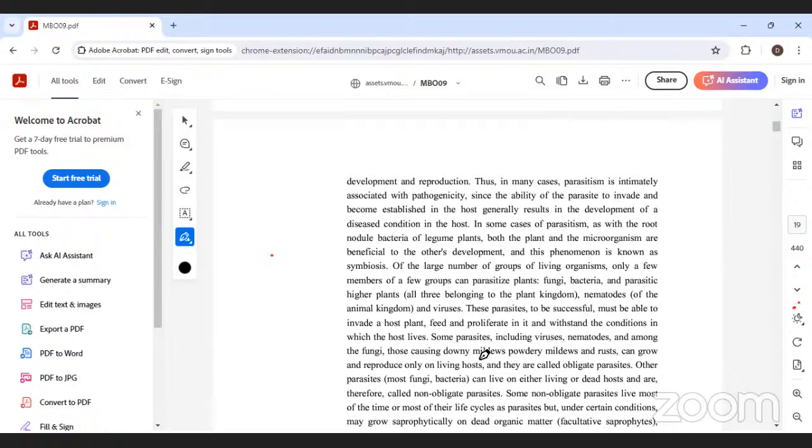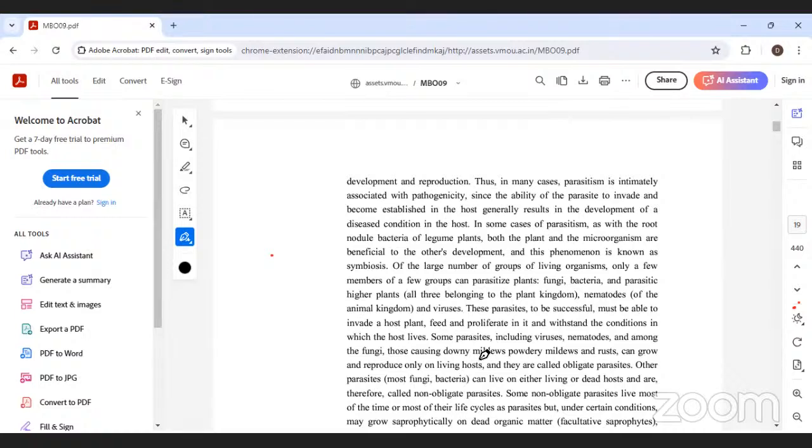Some parasites, including viruses, nematodes, and among the fungi those causing downy mildew, powdery mildew, and rust disease, can grow and reproduce only on a living host, and they are called obligate parasites. Other parasitic fungi and bacteria can live on either living or dead hosts and are therefore called non-obligate parasites. You know, facultative parasitism, obligate parasitism.